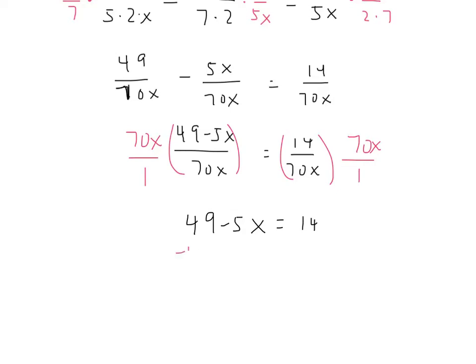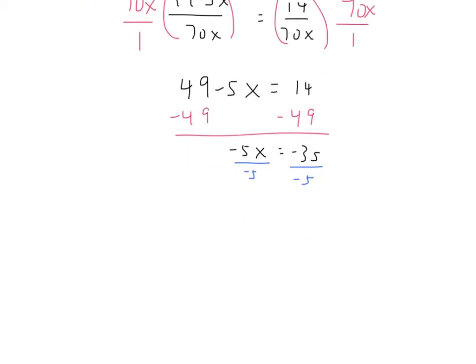Almost done here. Let's subtract 49 from both sides. We have negative 5x equals negative 35. And then if I divide both sides by negative 5, we'll end up with x equals 7. Hopefully you got that right.